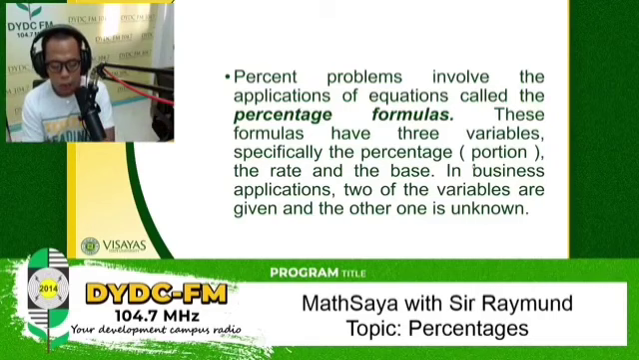So in problem solving, you can directly find one variable or one unknown if two of these variables are already given. So you can find percentage if the rate and the base are already given. You can find the rate if the percentage and the base are given. You can find the base if the percentage and the rate are also given.